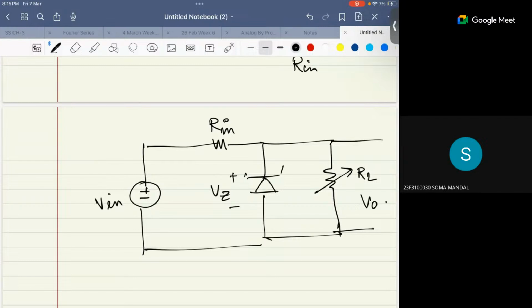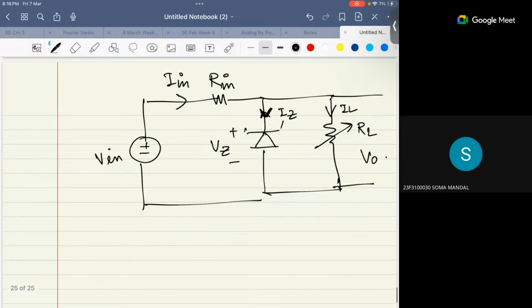So RL is variable. Again here you will be having IL. Here also you will be having IZ, and here you will be having I input. Here also I input will be equal to IZ plus IL. If RL is variable, what will be the value of IL? The IL will be the same, right? What will be the value of IL?